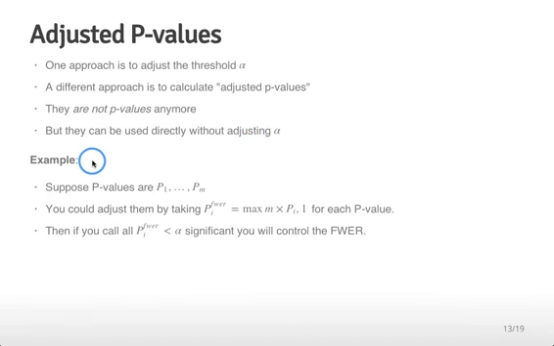So here's an example of how this might work for the Bonferroni correction. So suppose we have these m p-values.